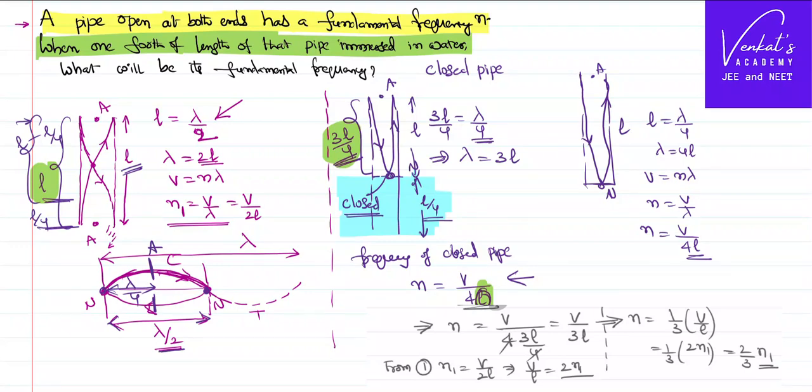But I have to express it in terms of the frequency of the first case, that is N1 equals V by 2L. From there, I can write V by L equals 2 N1. Then as N equals V by 3L, in the place of V by L, I can simply write 2 N1. So I'll get the answer as 2 by 3 times N1, which tells you that the new frequency is 2 by 3 times the previous frequency. That's it. Thank you for watching.